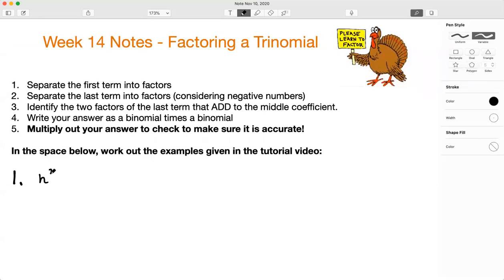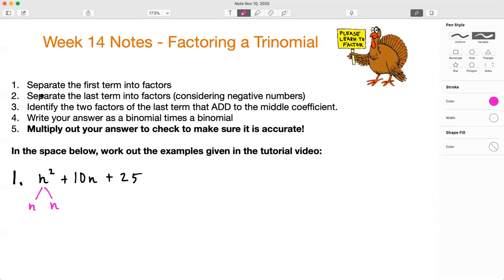Our first example is n squared plus 10n plus 25. 3 terms. It's a trinomial. Our first step is to separate the first term into factors. The first term is the n squared. So we'll separate it into its factors. We have an n and an n. N times n is n squared.